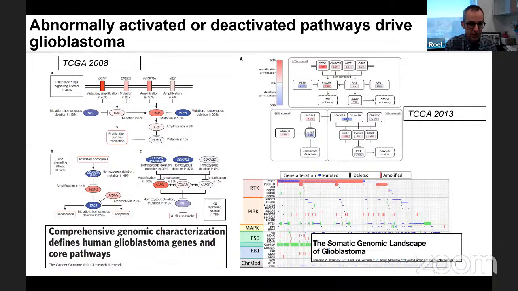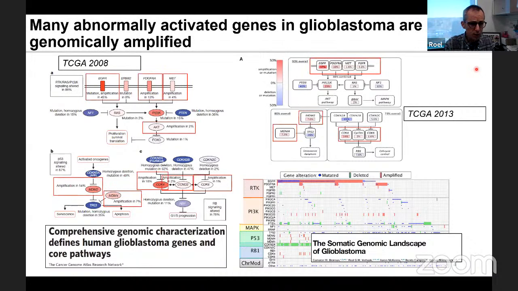Of course, there are many other things going on in glioblastoma, but this was a major finding coming out of the earliest TCGA work. It includes, a little bit small, let me pull up a laser pointer, the receptor tyrosine kinase pathway, the P53 signaling pathway, and the RB1 cell cycle pathway. This is from the 2008 original TCGA paper and a reproduction from the later 2013 paper. If you look at these pathways in more detail, there are a number of genes and proteins that get activated through genomic amplification, including EGFR, PDGFRA, and MET. So focal high-level copy amplification is an important mechanism that drives the activation and deactivation of these key pathways.